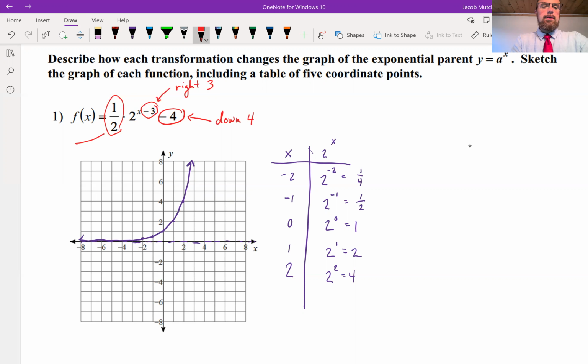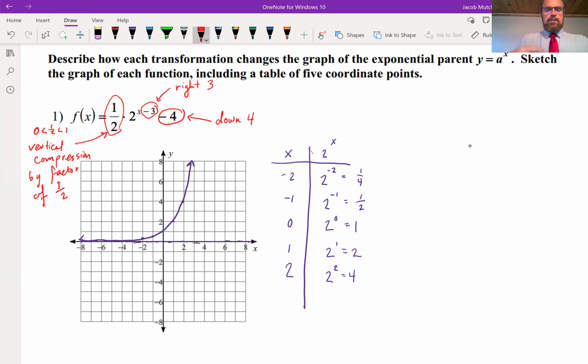The last prediction is about this multiplier half. So I see that that's a value in between 0 and 1. So my prediction is that's a vertical compression by a factor of half. And just to think about the other case, if that number had been above 1, we would have said that it would have been a vertical stretch. But since half is between 0 and 1, we'll say it's a compression. The graph will become flatter.